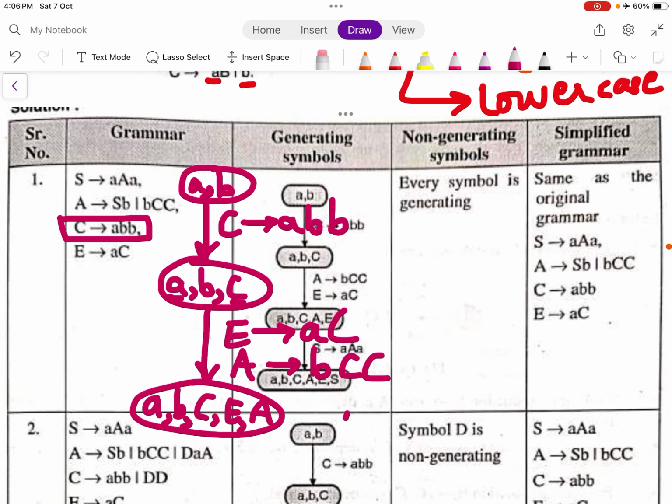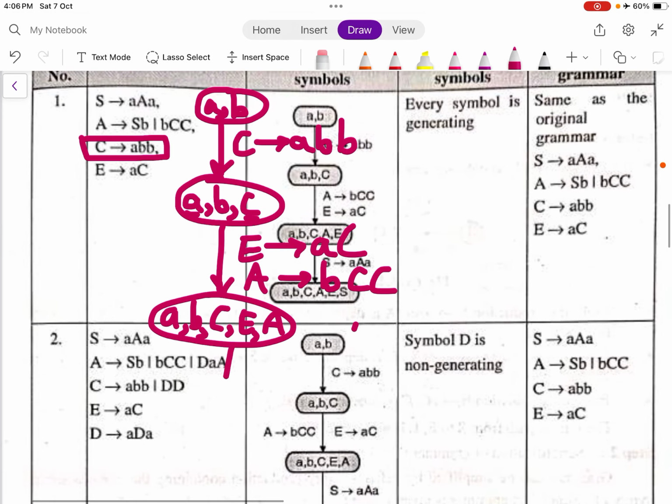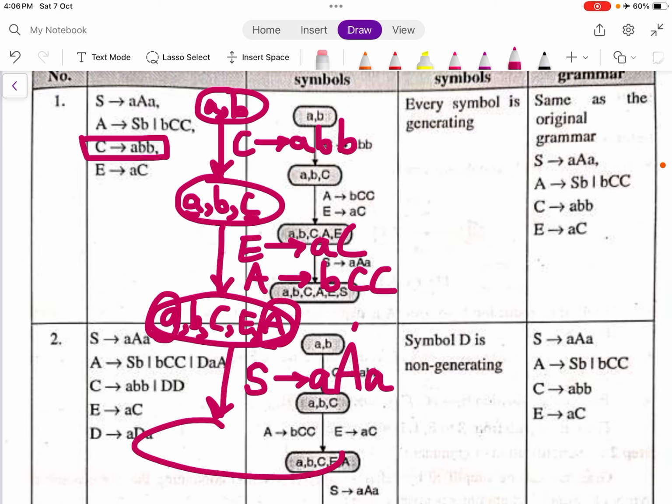Now S gives the language A, where small a is there and capital A is also there. So S is also a generating symbol. What do you observe? Every symbol here is generating.